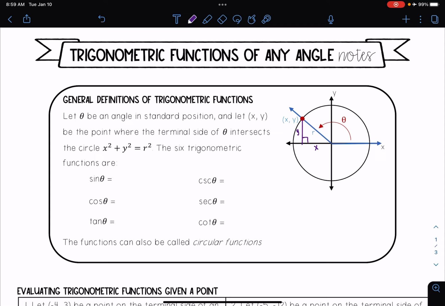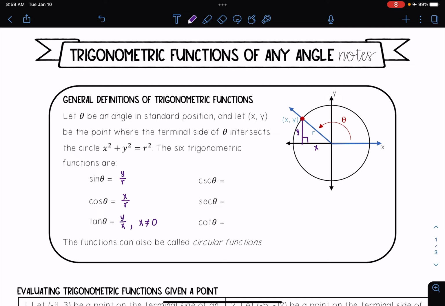So sine of theta is going to equal y over r, because that is my opposite over hypotenuse from looking at it with this angle right here. Cosine of theta is going to be x over r, and tangent of theta is going to be y over x, where x is not equal to 0. Because remember, we cannot have 0 in the denominator. If we do, then it's just going to be undefined.